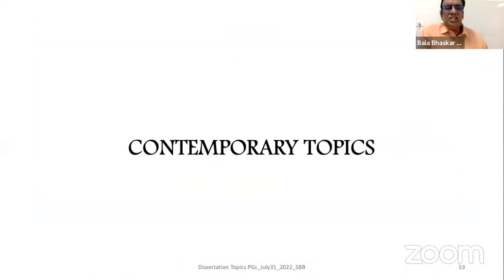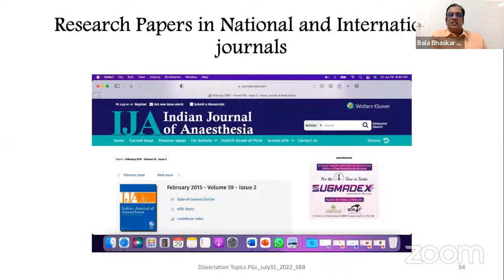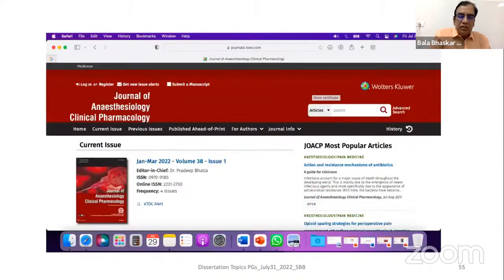And if you think specifically about contemporary topics, they will of course be available in the clinical trials registries. Definitely, they will be available, and they could also be available in many of the conference proceedings. But to make doubly sure that you are picking up the right topic, you can go to the journals. Pick up the recent journals of the specialty. You can go to Indian Journal of Anaesthesia. You can go to JOACP.